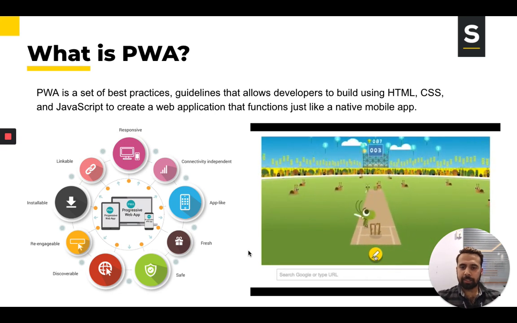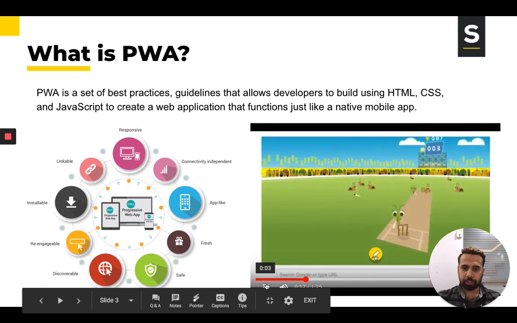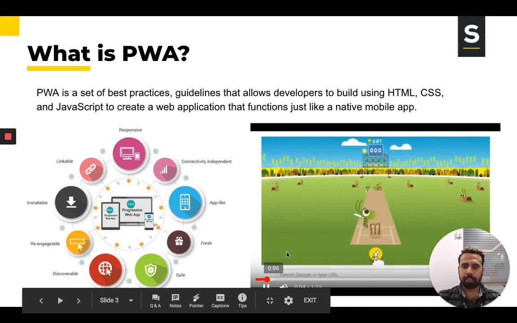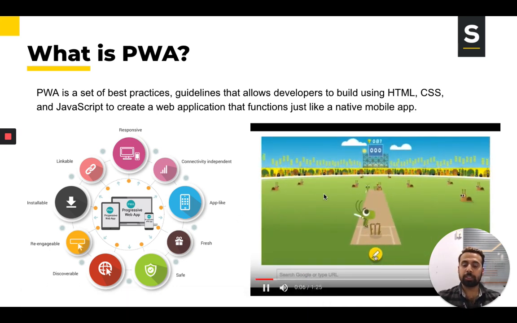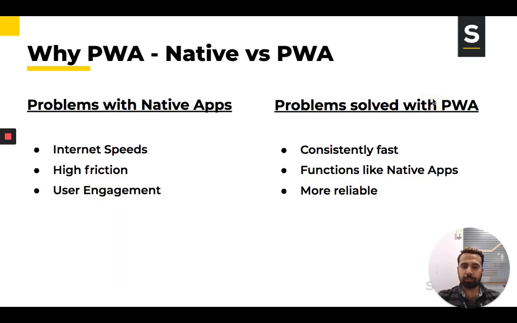As you can see here, it is hard to tell if this is a native application or a web page. This is actually a PWA, built with JavaScript, which looks and functions just like a mobile application. This is what you can achieve with progressive web apps without the hassle of releasing native apps for different app stores.